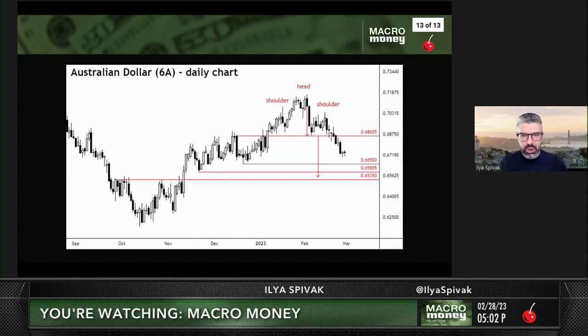But usually, the way you would benchmark where a Head and Shoulders breakdown would go is you would take the distance between the top of the head and the neckline and extrapolate that down from the neckline. And of course, if it were a bullish Head and Shoulders, you'd extrapolate up. But nevertheless, it would be the distance between the head, the peak of it, and the neckline. And here you can see the implication is, tellingly, that we're going back to about 65.30, 65.35, something like this. So from a technical perspective, this decline is not done, at least not yet.